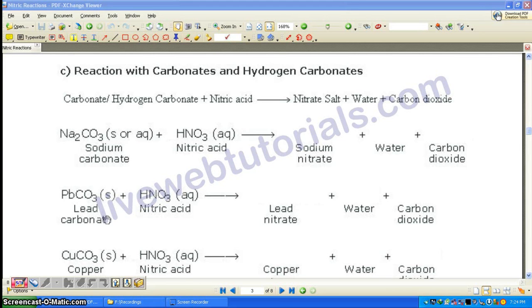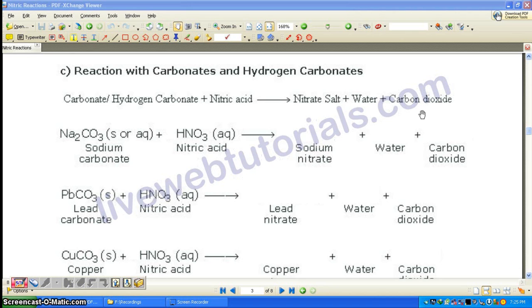Reaction with carbonates and hydrogen carbonates. Now this is not only applicable to nitric acid but any acid. It may be sulfuric acid, hydrochloric acid, or even organic acids. Any carbonate or hydrogen carbonate with any acid, whether it's a mineral acid or an organic acid, is always going to produce its respective salt plus water, and there is going to be effervescence of carbon dioxide gas.